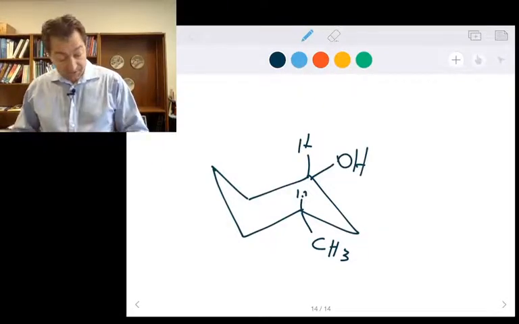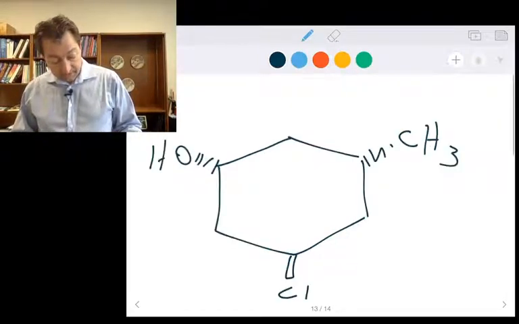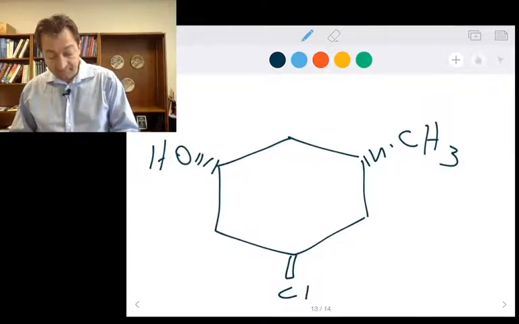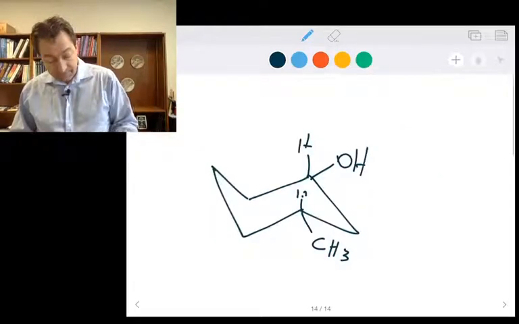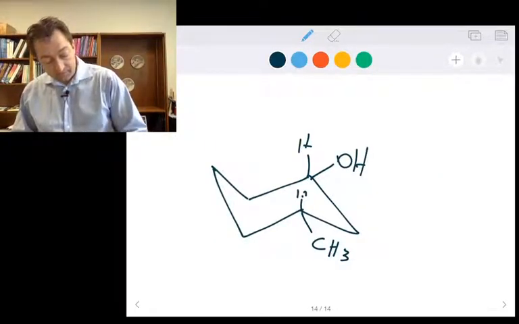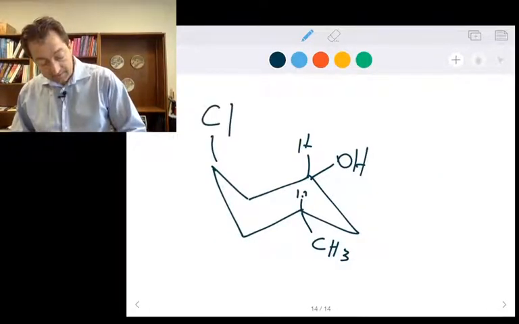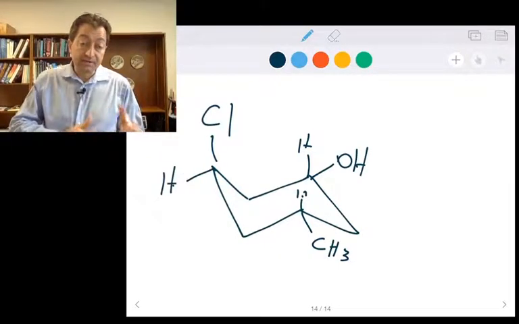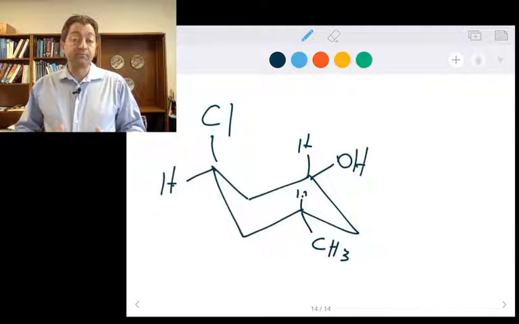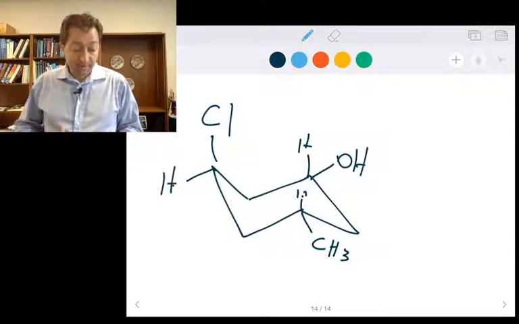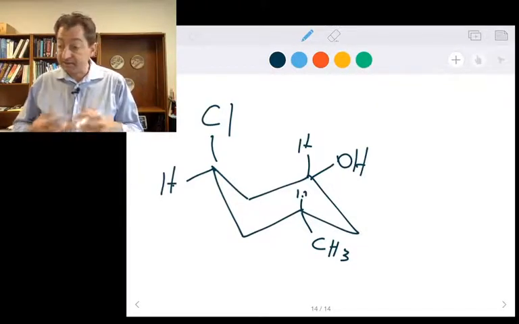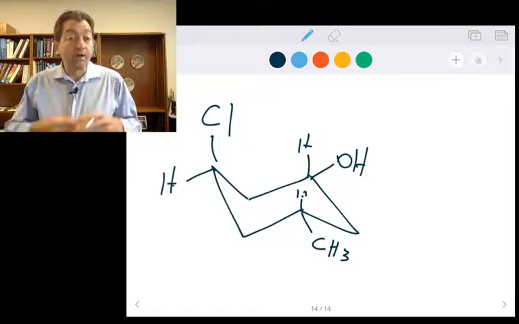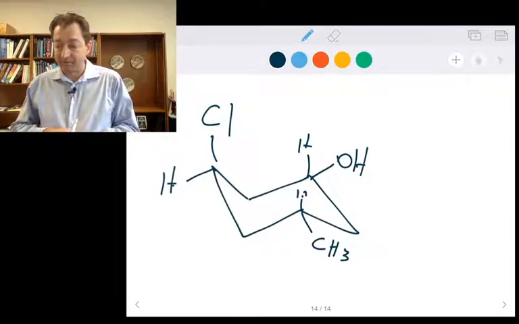And if I've drawn this correctly, then if the chlorine is on the opposite side of the ring from both the methyl and the hydroxyl group, if those are sticking out equatorial, that chlorine must be going up axial. And I'll leave it to you as an exercise to create this molecule with your model kit and convince yourself that what I've drawn here is a representation of one of the chairs that are available to that particular molecule.